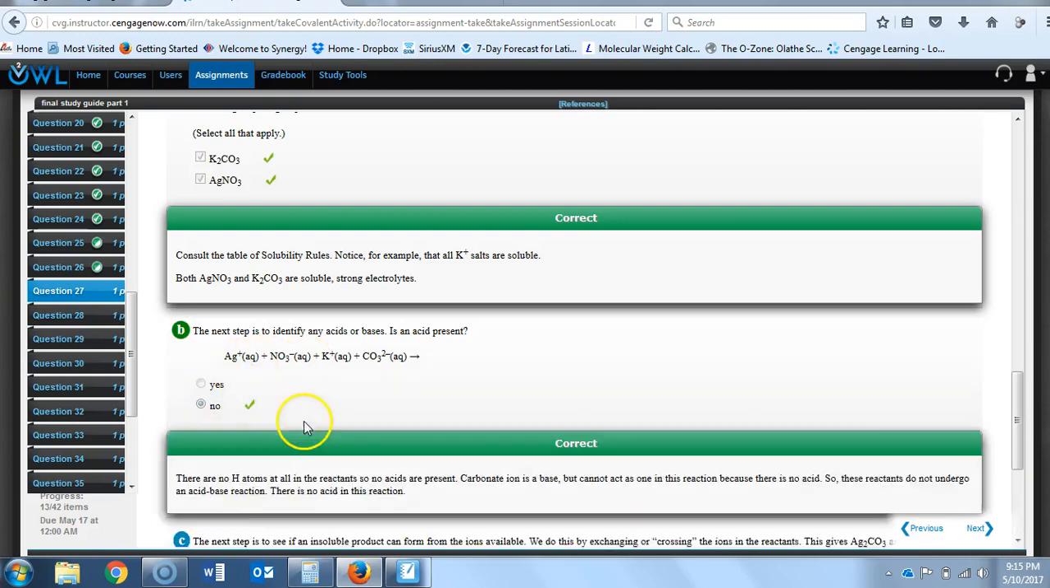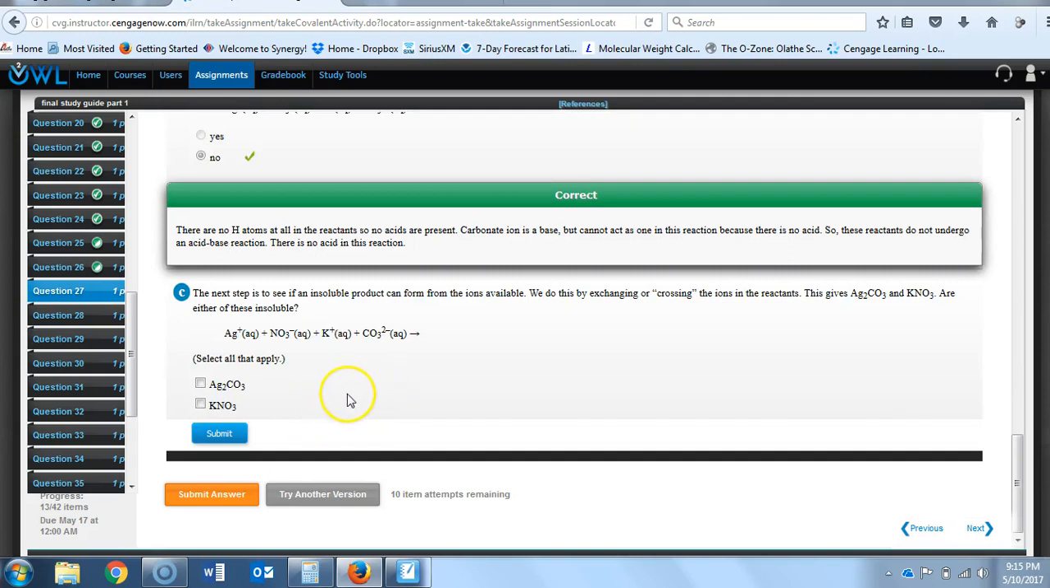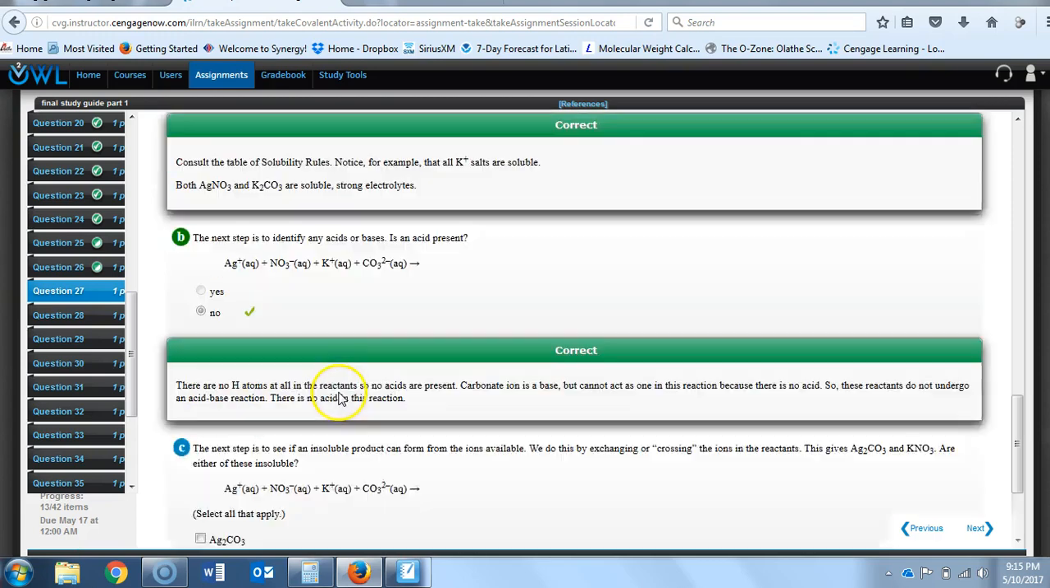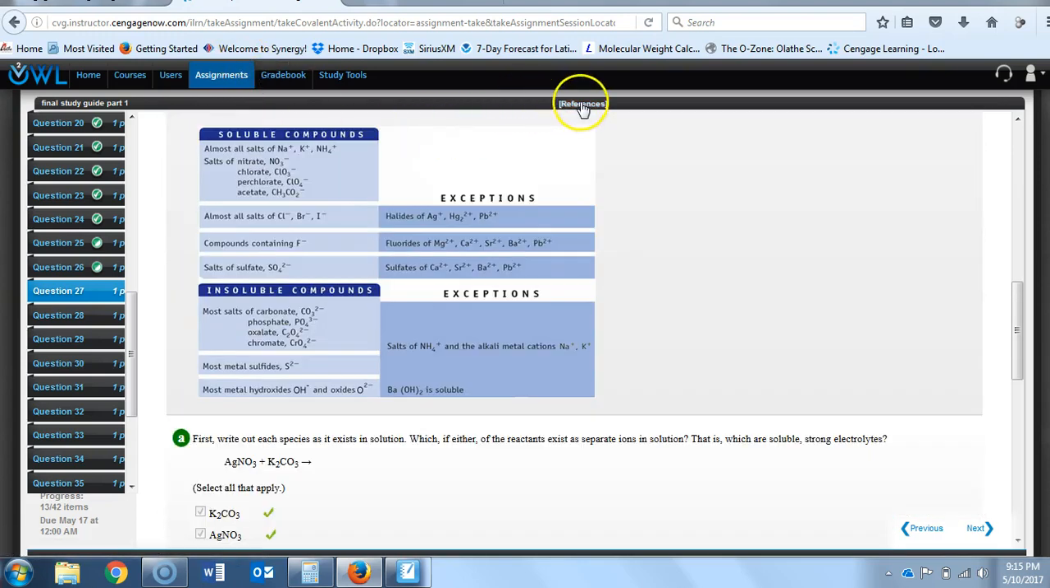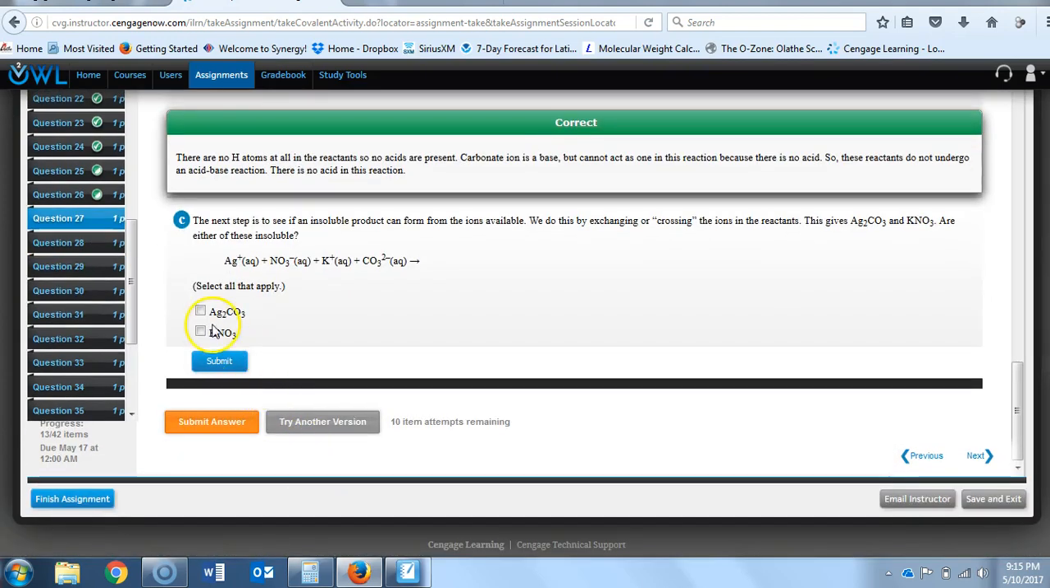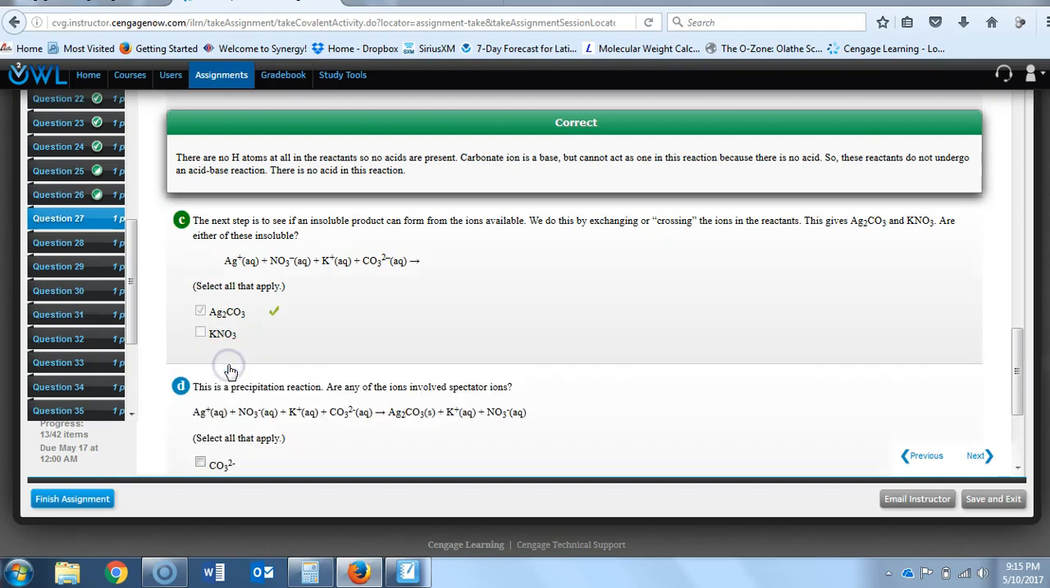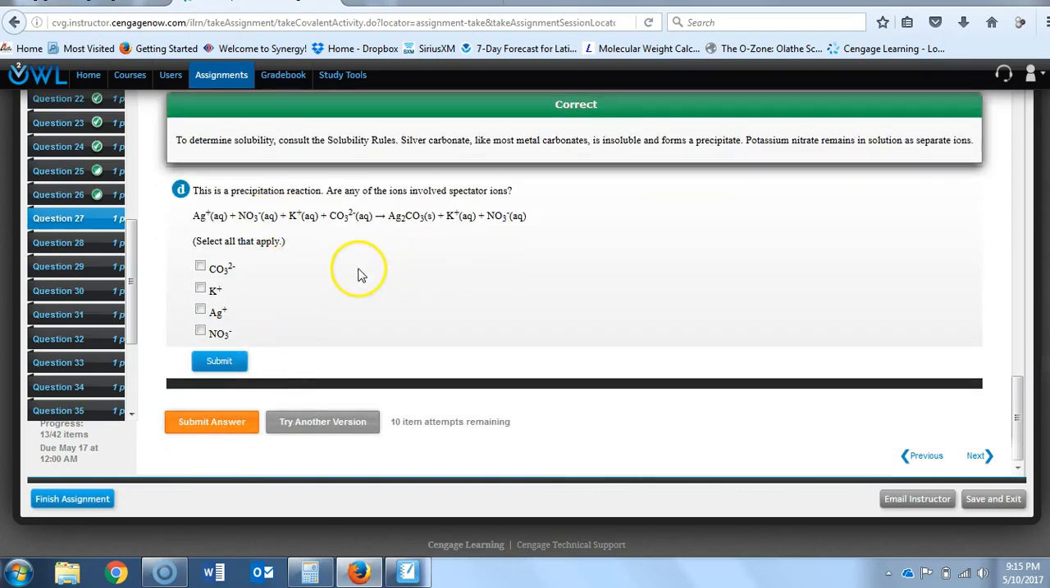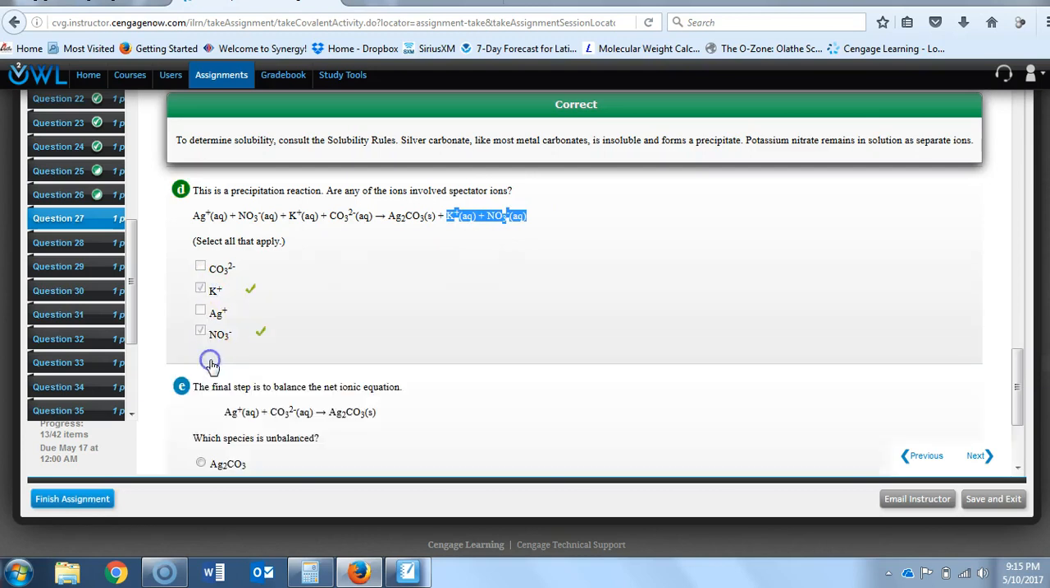No, there's no H. The next step is to see if an insoluble product can form from the ions that are available. If silver combines with carbonate, will it precipitate? Because potassium and nitrate, we know, will not. Well, carbonates usually are precipitable. So let's see what it says here. Most salts of carbonate, the exceptions are right here. It doesn't list silver as an exception, although I think in lab it was slightly soluble. This is a precipitation reaction. Are any of these ions spectator ions? Why, yes. Potassium and nitrate are, because they are just watching.